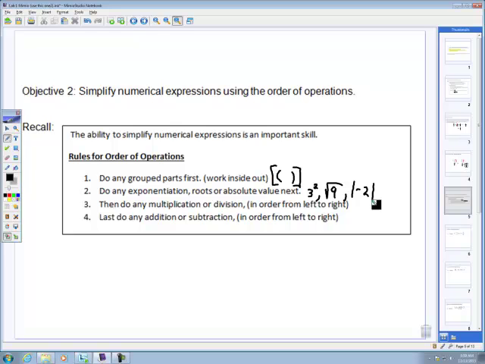Third in the order of operations is to take care of any multiplication or division. Multiplication and division have the same power in the order of operations. So we're going to do it in the order that it comes from left to right. And then last, we'll do any addition or subtraction, also in order from left to right. So let's try a problem.